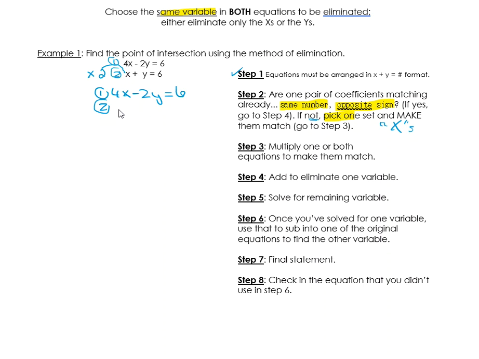So 2 times x is 2x. 2 times y is 2y. And students often forget the last piece, but keep going. We're multiplying everything by 2. 2 times 6 is 12.